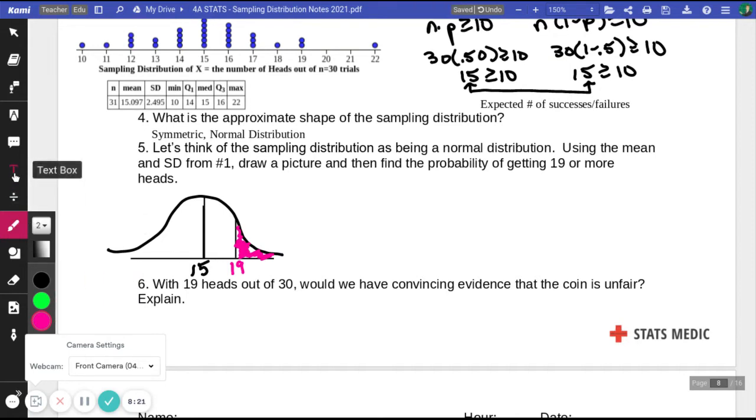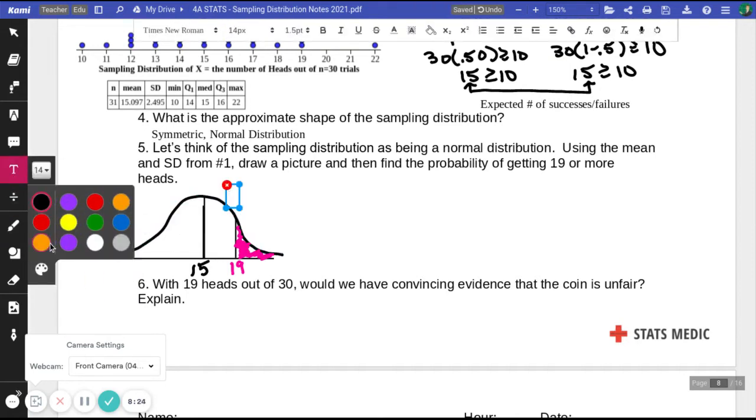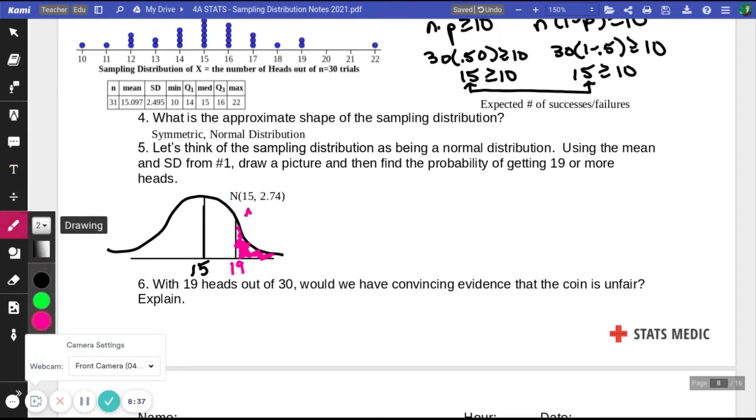And then one final thing before we wrap up our drawing here is we want to say this is a normal distribution. So we say capital N. And then we want our mean, mu 15, and then our standard deviation, sigma 2.74. So I'm going to jot in there that this is mu and standard deviation there. So in order to draw a normal curve, we want to see the N for normal distribution, the mu for 15, and then this sigma there for our standard deviation as well. So we're going to find the probability of getting 19 or more heads.